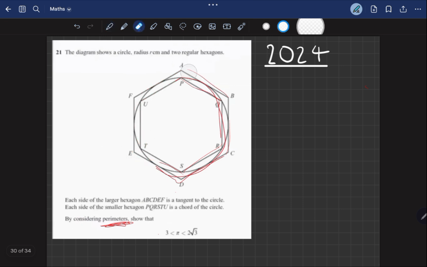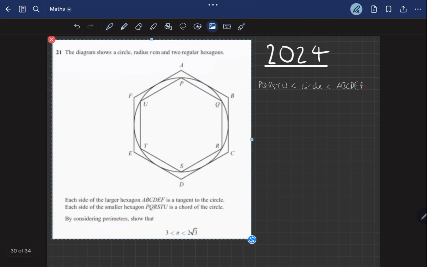Now, based off this, let's form an inequality. I'm just going to write P, Q, R, S, T, U is less than circle, and this is less than A, B, C, D, E, F.